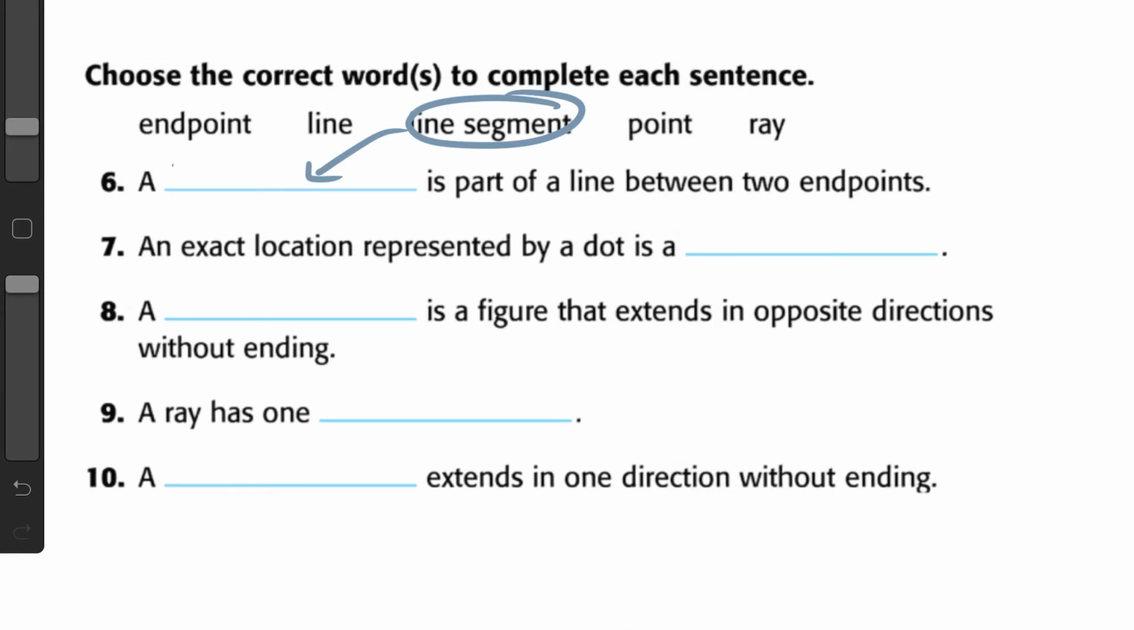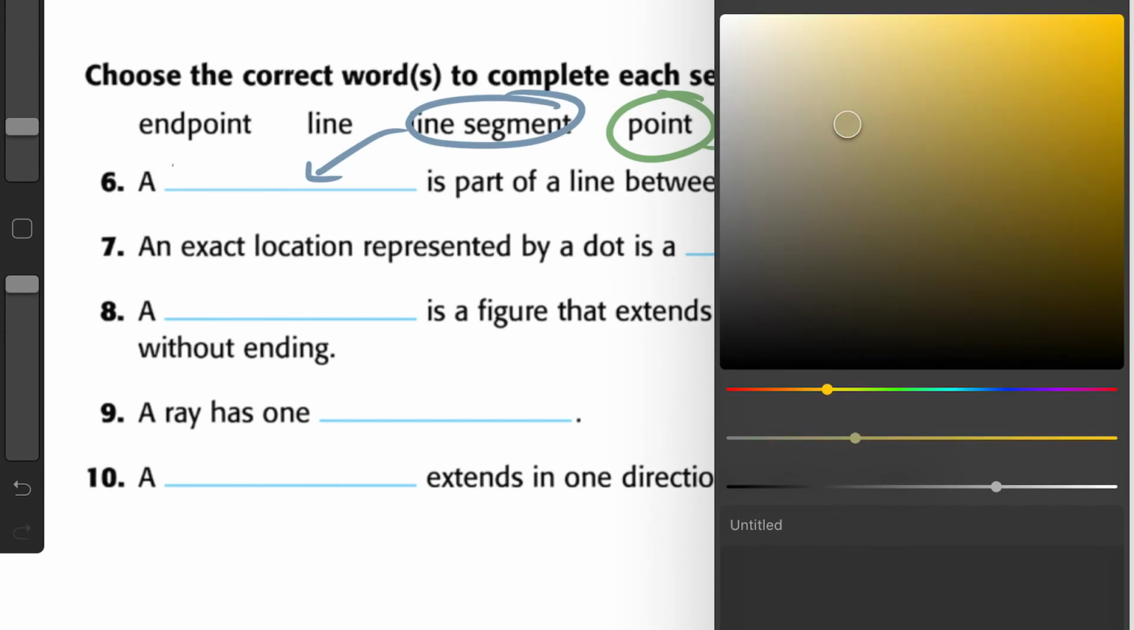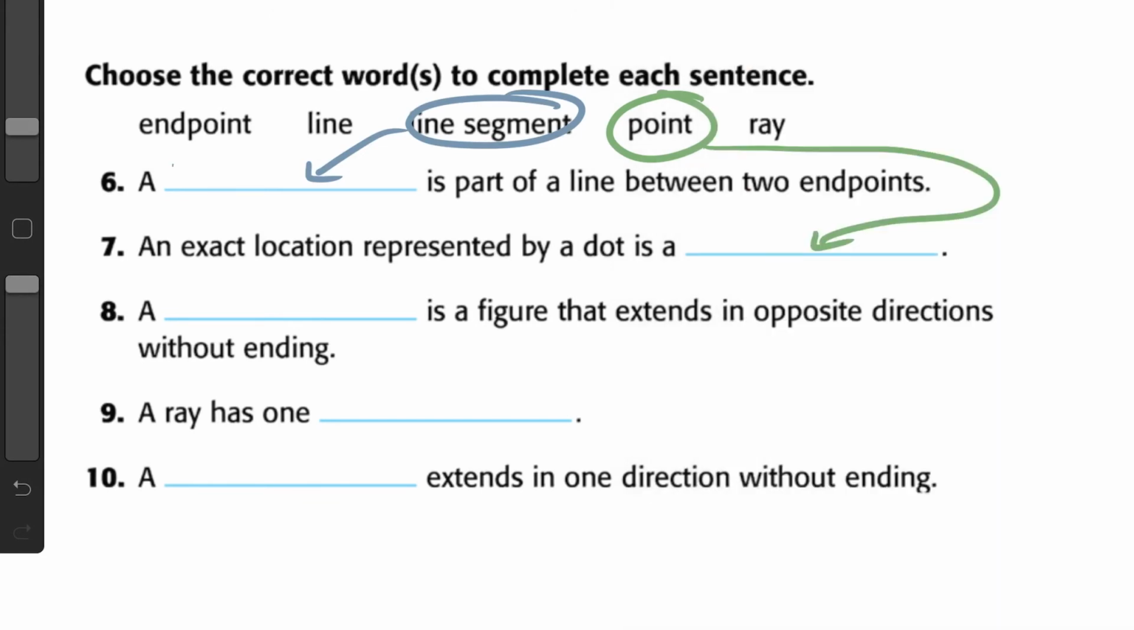Okay. An exact location represented by a dot is a point. A blank is a figure that extends in opposite directions without ending. So we know that anytime we see arrows, that means it goes on forever and never ends. So that is a line.